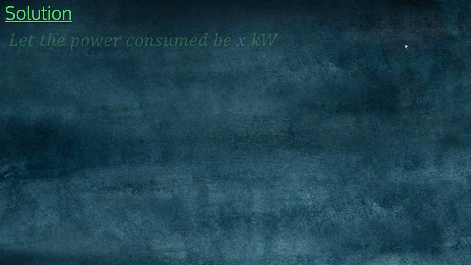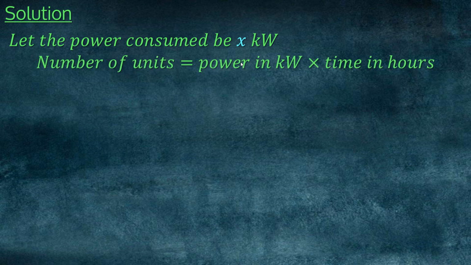If you remember what we said, let the power consumed be X. So let each bulb be rated X kilowatts. The number of units, from our formula, is equal to power in kilowatts times time in hours. Now there are two bulbs, each with power X kilowatts, so we say 2 times X. This is the total power in kilowatts times time in hours. They're operating 2 hours each day for 10 days, and so we end up with the number of units as 40x.